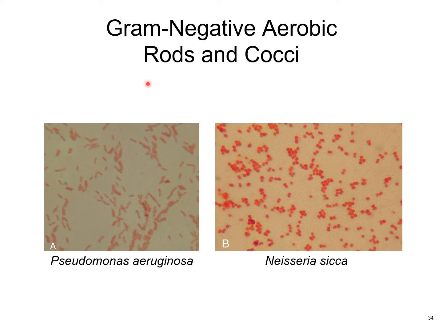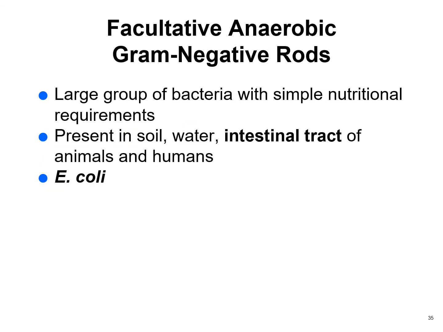Gram-negative aerobic rods and cocci. These are the cocci, which are a little hard to see. Neisseria, and this is Pseudomonas. These are bacilli, and they're gram-negative, they're pink. Now, there are many facultative anaerobic gram-negative rods. It means they can take it or leave it. If you put a little oxygen with them, it's not going to kill them. They live in the gut. The most common is E. coli, but there are many, many organisms.